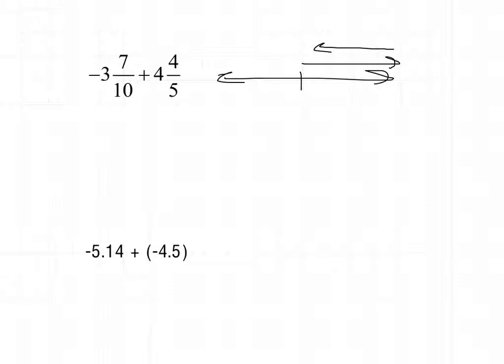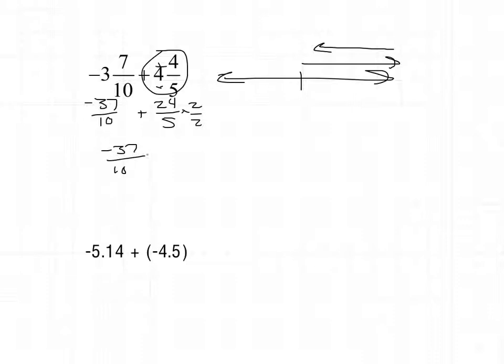I need to subtract the smaller value from the larger value, so this is going to be the one that I'm subtracting from. Change to an improper fraction, that's going to be 24 fifths. And this one is going to be negative 37 tenths. Need to give them a common denominator, so I'm going to multiply this one by 2 over 2. Negative 37 tenths plus 48 tenths. So again, subtracting 48 minus 37, it's going to give me 11. We're more positive than we are negative, so this is going to be 11 tenths in the positive direction.